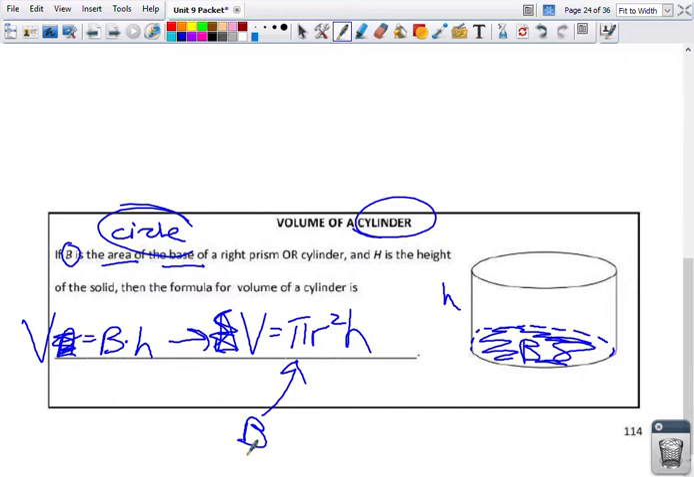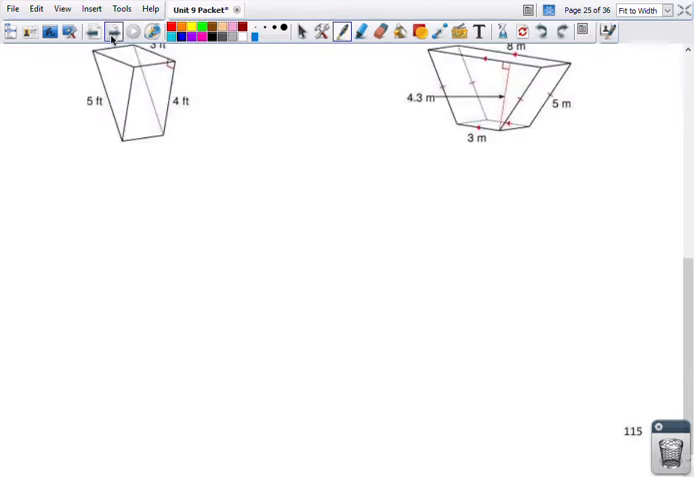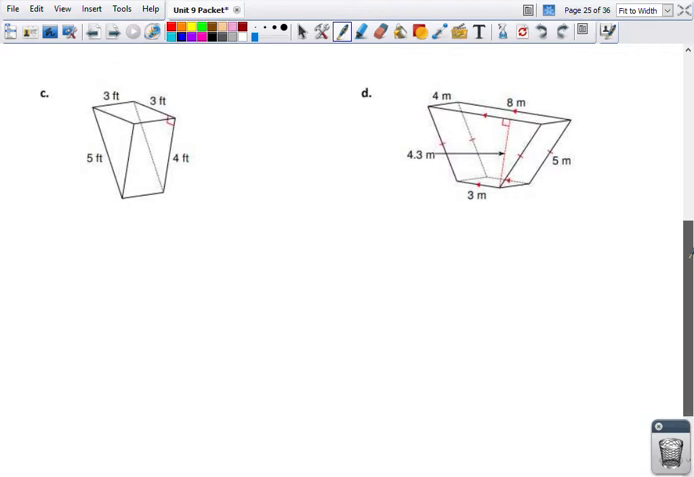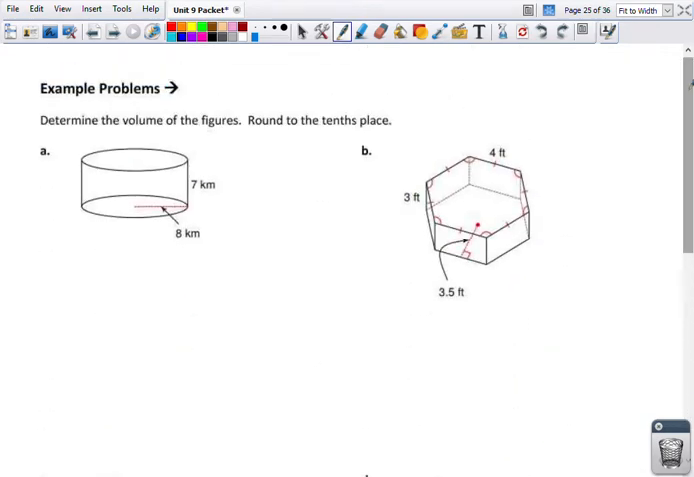Okay? All right, let's do a few examples. I hit you with the formula pretty fast here, but you may have seen it before. Let's do a couple examples here, and then you can work on your own. All right, obviously we have a cylinder in letter A. So we've got our volume equal to the area of the base, which is pi r squared, so pi times 8 squared times our height of 7.